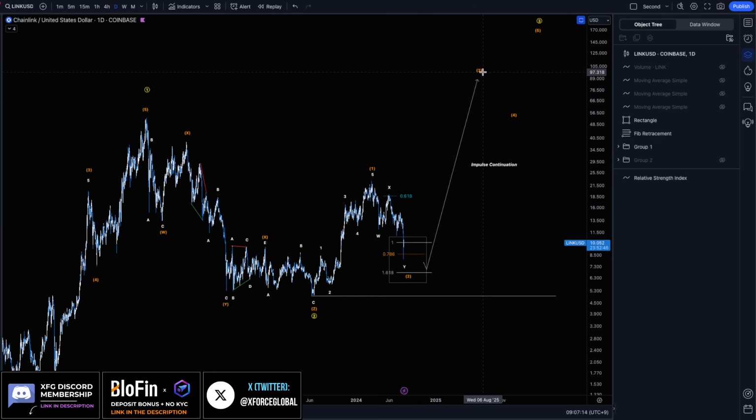But since we're assuming a wave 3 is coming in, we're going to be looking for that 161.8 zone, which is around these levels here, around the all-time highs. And that should be our wave 3 target. And that is usually a good profit-taking zone, whether you are a bull or a bear.